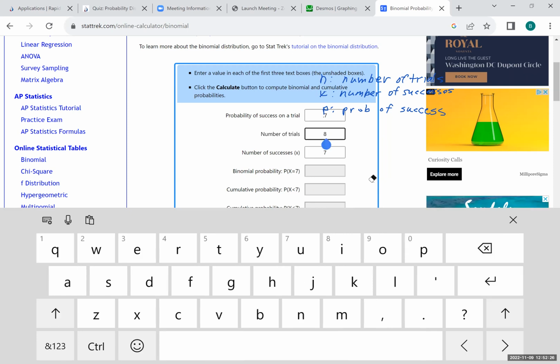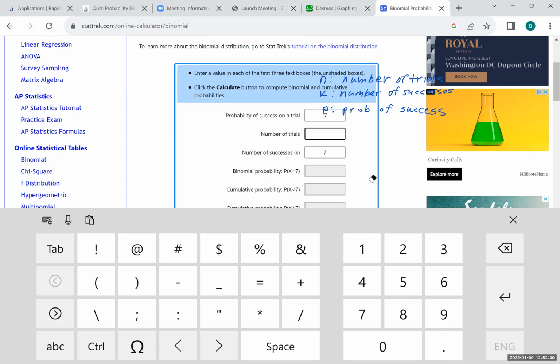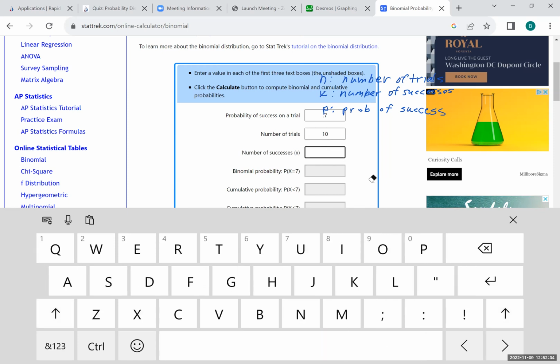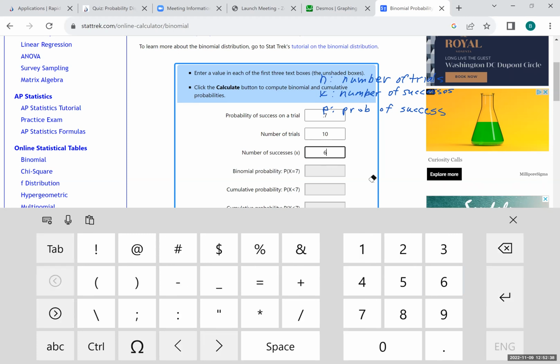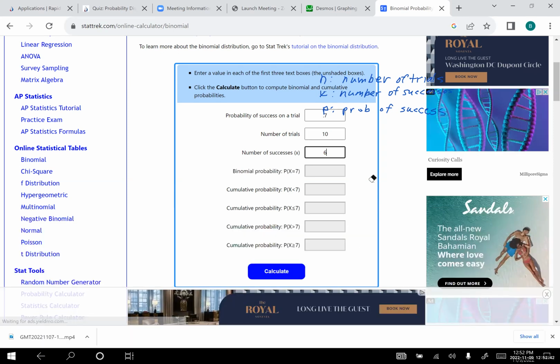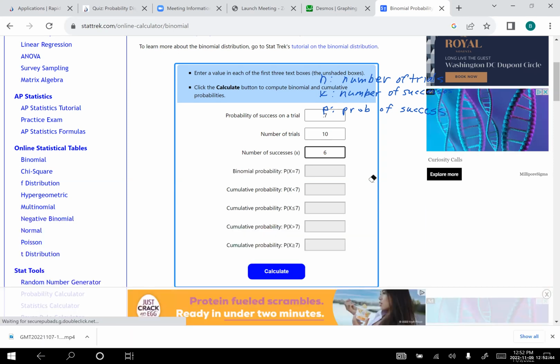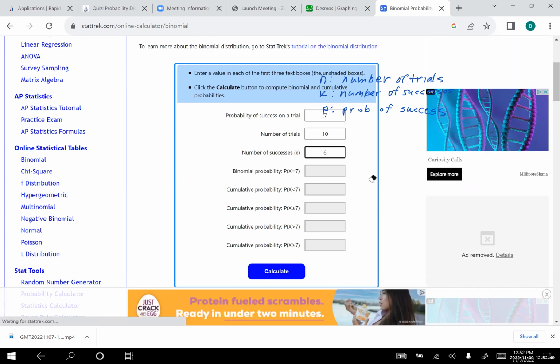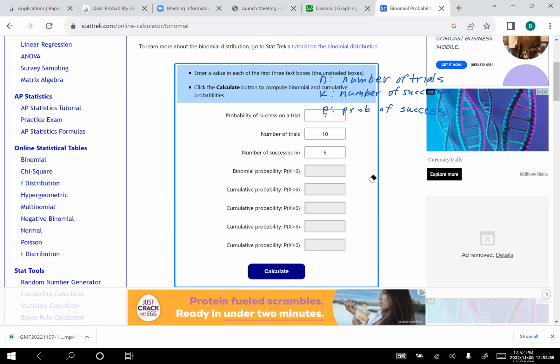And my total number of trials. How big was the group I was working with? 10. 10, thank you. And 6. Now, this calculator doesn't auto update. So you do have to hit this calculate button every time. And sometimes it carries over the answers from your last problem. So don't get tricked by those answers. Make sure you always hit calculate, and hit it again if you have to.